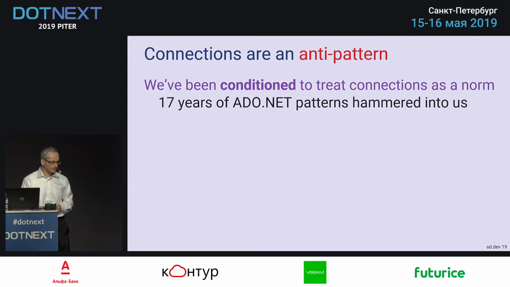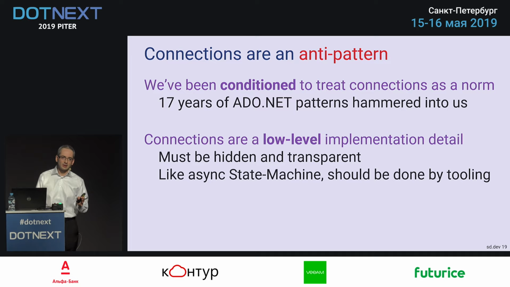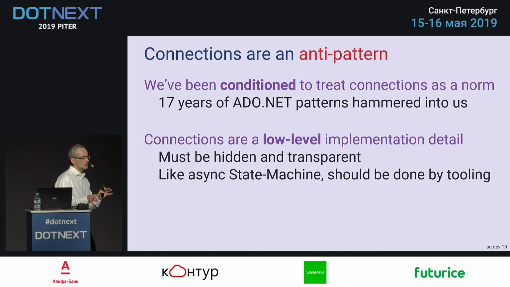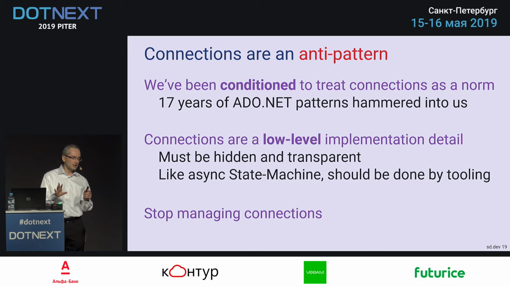And I think the answer to that question is that we've all been conditioned to treat connections as a norm, as a given. And the reason for it is that we've all had to endure 17 years of ADO.NET patterns, which have all been hammered into us. And 17 years is a long time. But it turns out that connections are just a low-level implementation detail. They must be hidden, and they must be transparent. Just like an async state machine, which you would never write by hand, right? It should be done by tooling, by the compiler in the case of a state machine, or by some other tooling, like a library. So the message here is that ideally what you want is to stop managing connections, stop doing all this dirty work if you value your time.